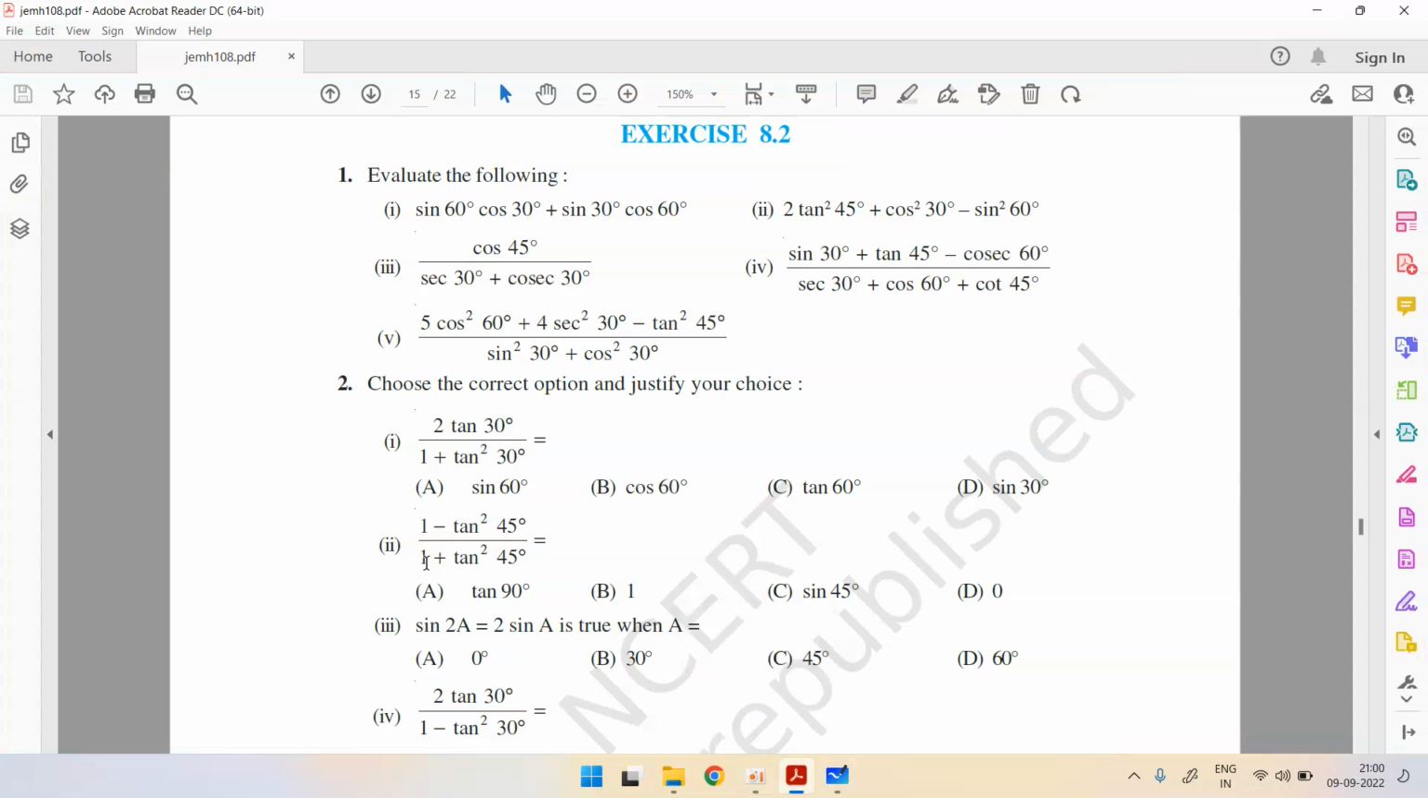Now if you go to the second part, you can see that this is (1 minus tan square 45) by (1 plus tan square 45). This is the formula for (1 minus tan square theta) by (1 plus tan square theta), which is cos of 2 theta. But this cos of 90 is 0. No problem, you can even solve this by putting tan 45 as 1.